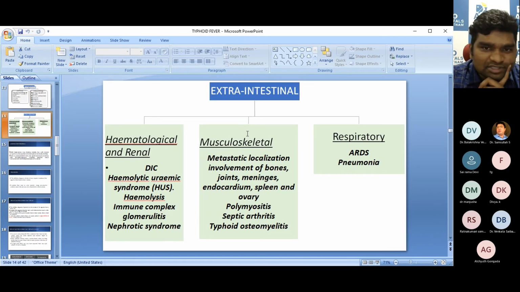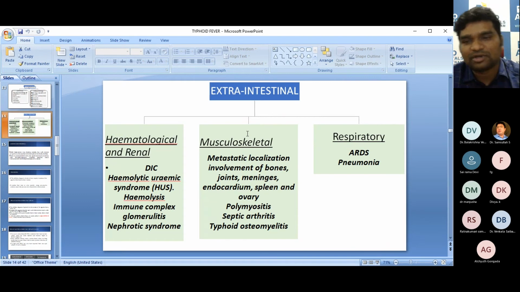And musculoskeletal complications, like metastatic localization with involvement of the bones, joints, meninges, endocardium, spleen, and ovary. All can be affected. Polymyositis and septic arthritis occur, and typhoid osteomyelitis is also common. And coming to respiratory, ARDS and pneumonia are also common.